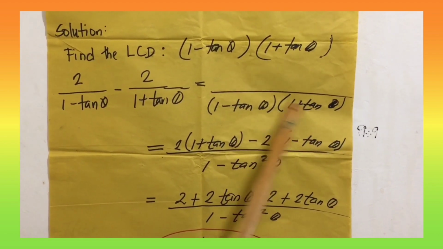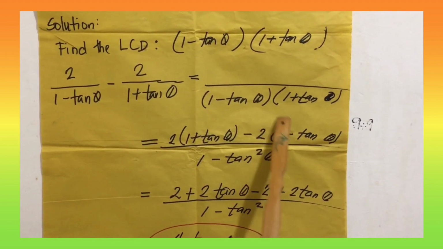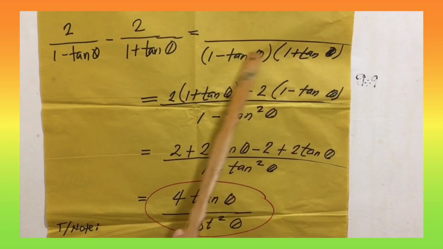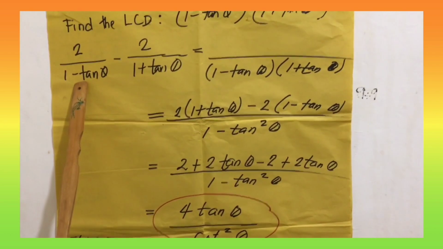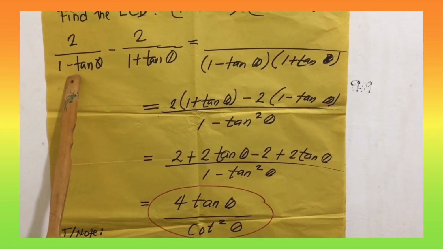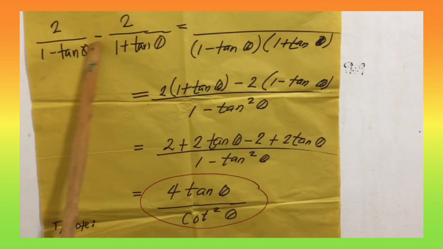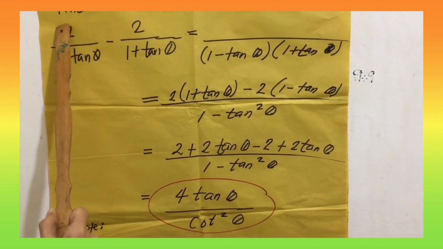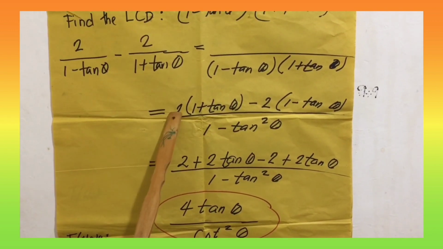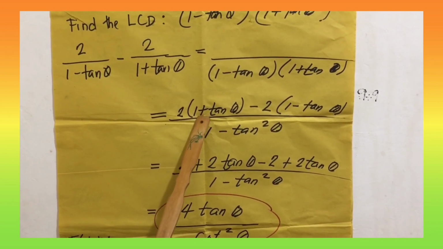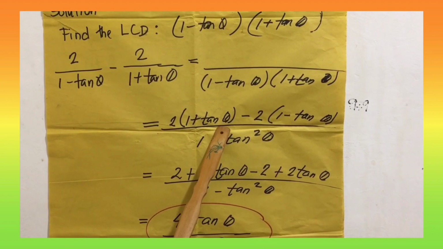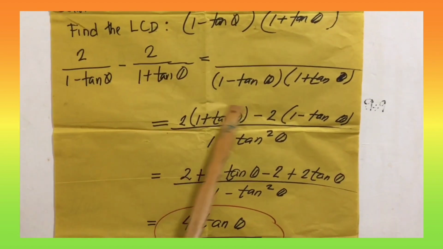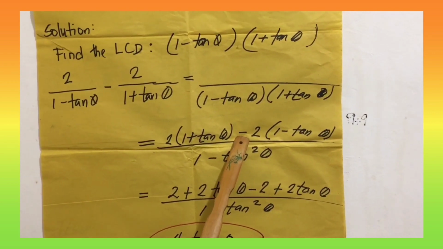So we're going to multiply this. But before we do that, we're going to divide this LCD by the denominator of the first expression. So that's why we're going to cancel this one. The remaining is 1 plus tangent theta, then multiply it to the numerator. So that's why the result is 2 times 1 plus tangent theta. Okay, then next, since this is minus, we have here a minus sign.